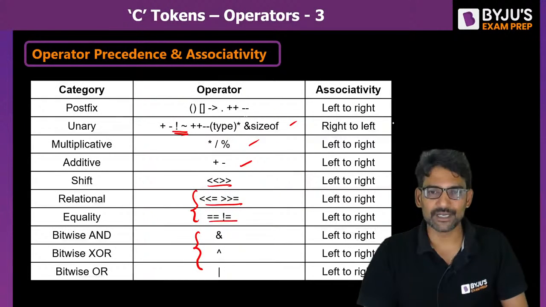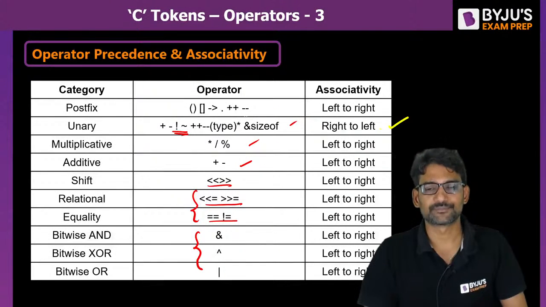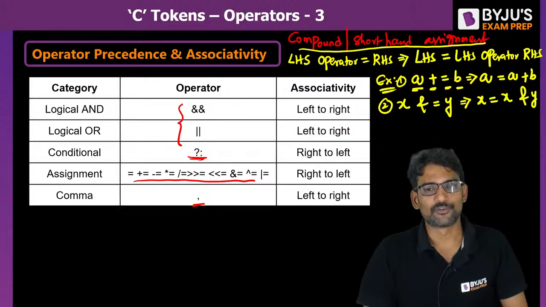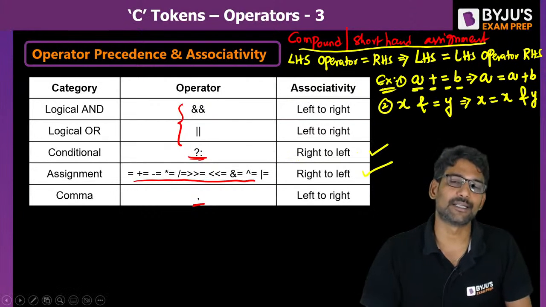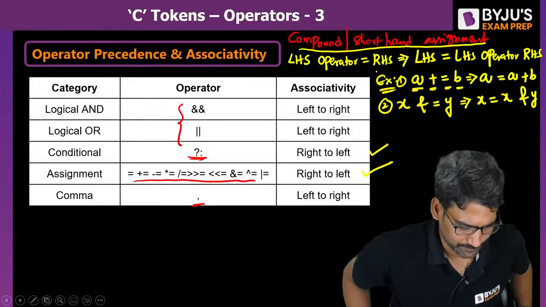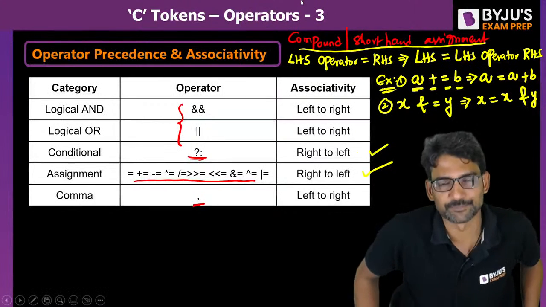For unary, it is right to left. For ternary or conditional, right to left. For assignment, right to left. For all the other, left to right only. Left to right only. Okay?